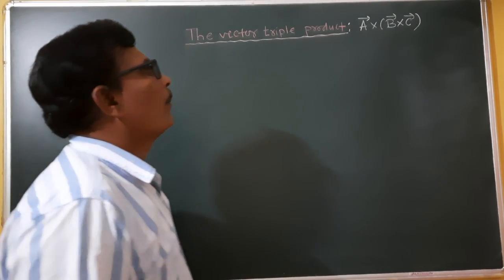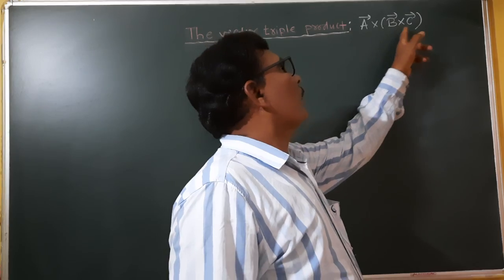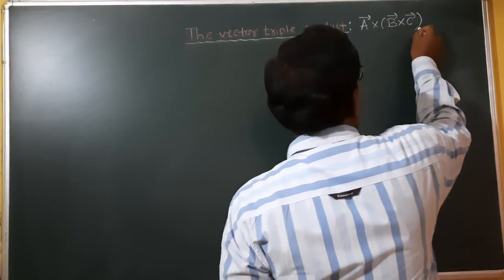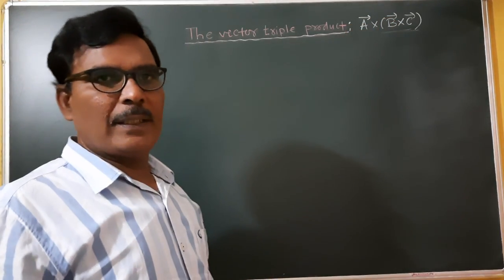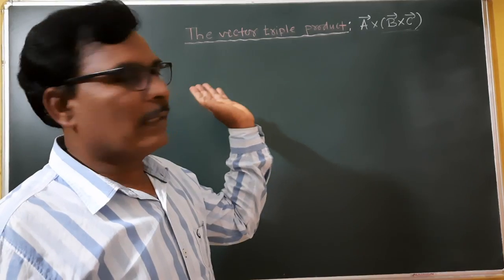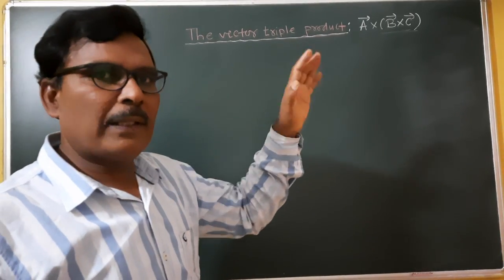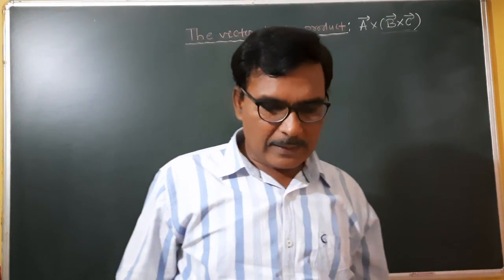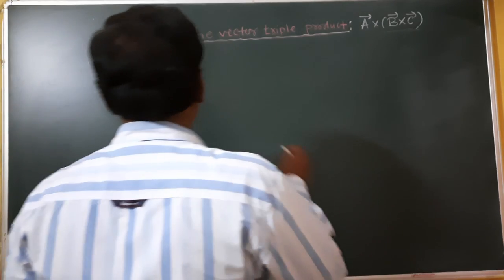For the vector triple product, we have to consider A bar cross B bar cross C bar. B bar and C bar are vectors, and their cross product is multiplied by another vector, that is A bar, by a cross product. So it is a vector triple product, and the product of three vectors is a vector quantity. Let us consider A bar, B bar and C bar as the three vectors.